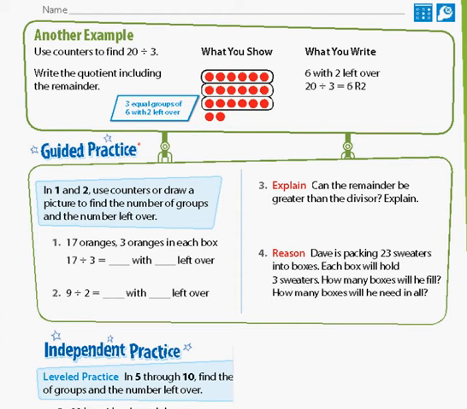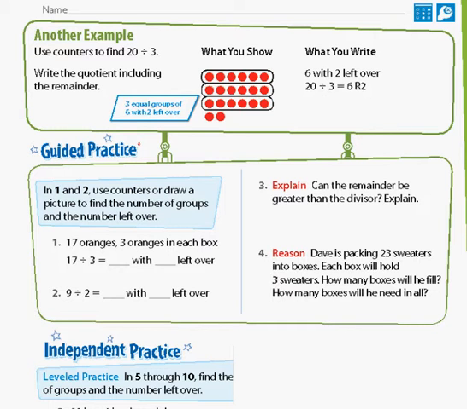Okay, we're going to talk about dividing with a remainder today. We're going to be working with remainders. So far, we haven't really talked about remainders yet this year, so this is kind of an introduction to the lesson. And on this paper, at the top, it talks about examples on how we can use counters to help us divide.